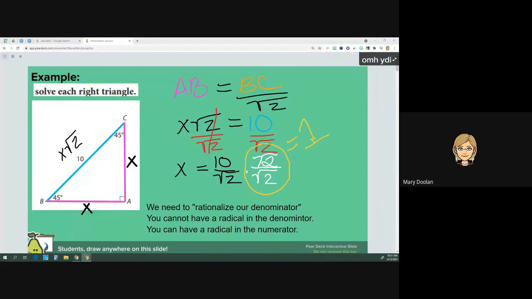Square root of 2 times square root of 2 is the square root of 4, which is just 2. In my numerator, 10 times the square root of 2. So I got that radical out of the denominator. It's in the numerator. It's fine in the numerator. There's only one thing left that I can do. 10 and 2, there's something I could do there because 2 is a factor of 10. So we can rewrite it a little bit differently one more time, and then I'll have a completely simplified answer.